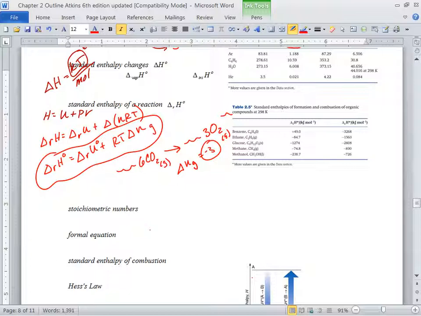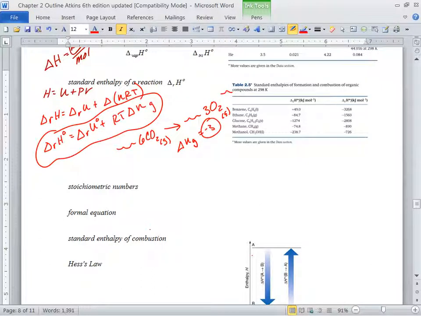We were talking about standard enthalpy of a reaction. Oh, I kind of skipped over something. What was the F? Do you remember seeing this symbol? Formation, the standard enthalpy of formation of different compounds. And they're all tabulated. Like here's some right here.